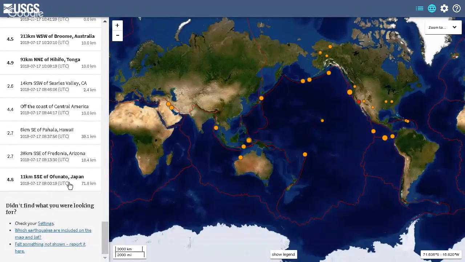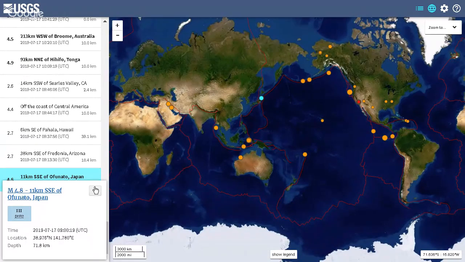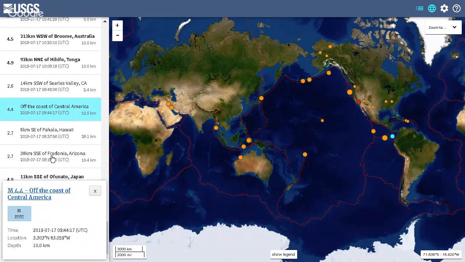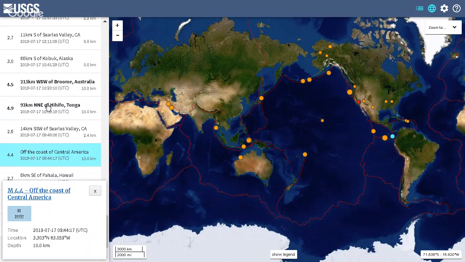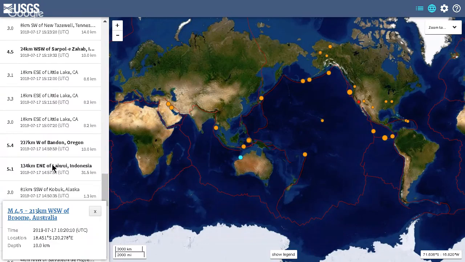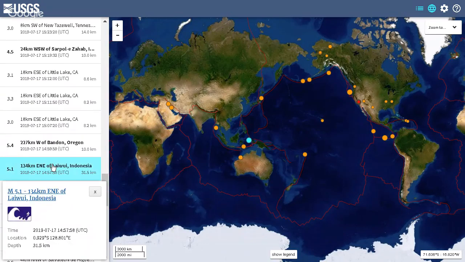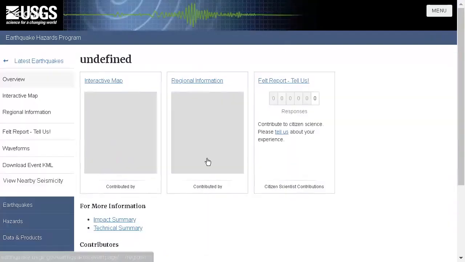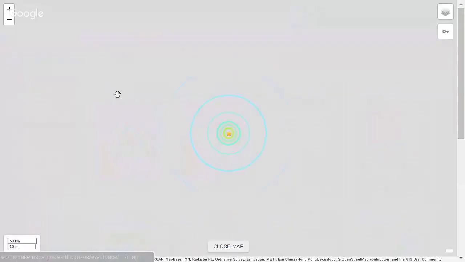Earthquake rundown as quickly as possible. 4.8 in Japan. That quake not at depth. So 78.1 kilometers, so some depth. Here's a 4.4 off the coast of northern Central America there. 4.9 at Tonga, 4.5 at Australia, 5.1 at Indonesia. Largest quake we've seen, I think, ever on this channel in this location, out off the coast of Oregon. We'll show you the location of that one.